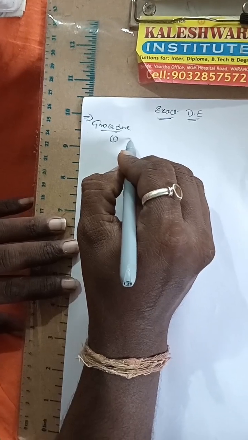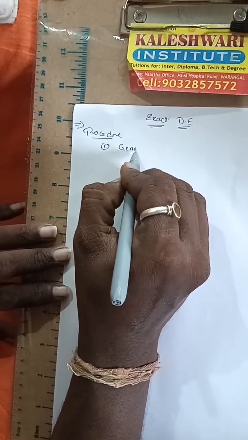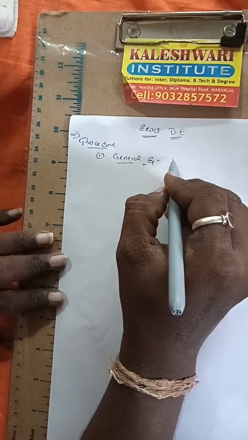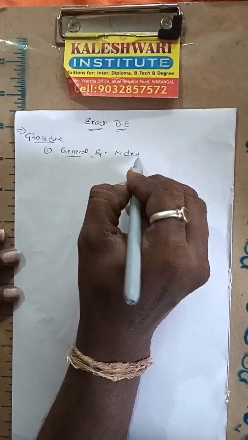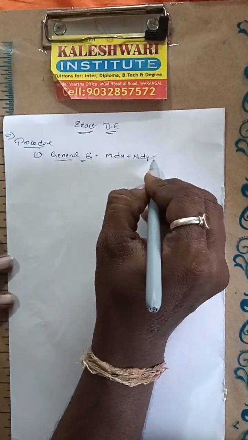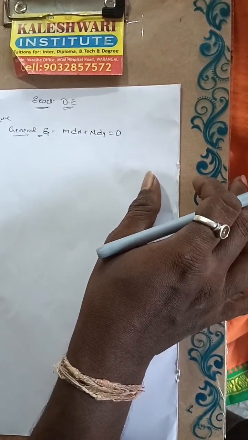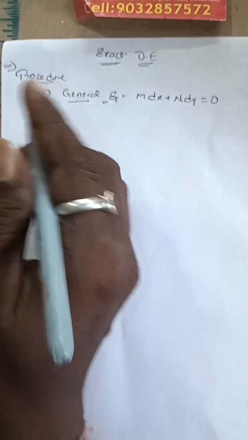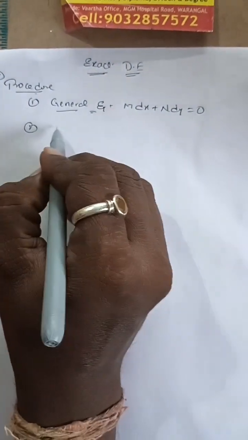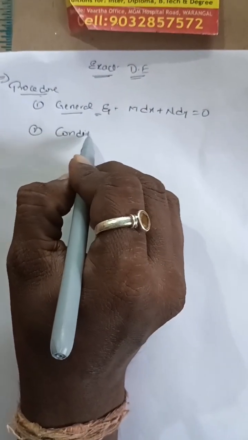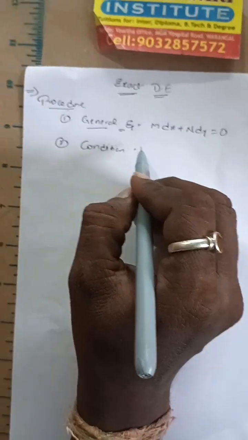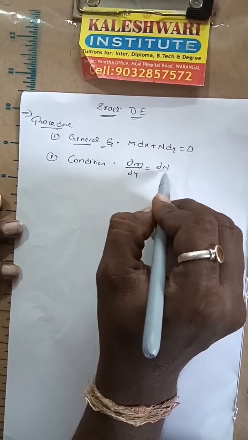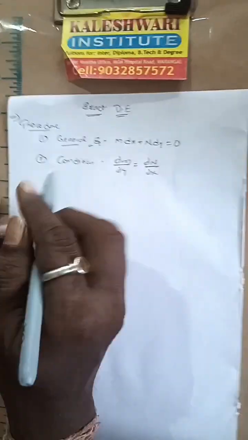First is the general equation. The general equation is M dx plus N dy equal to 0. Next, the condition for exactness: dou M by dou y equal to dou N by dou x.